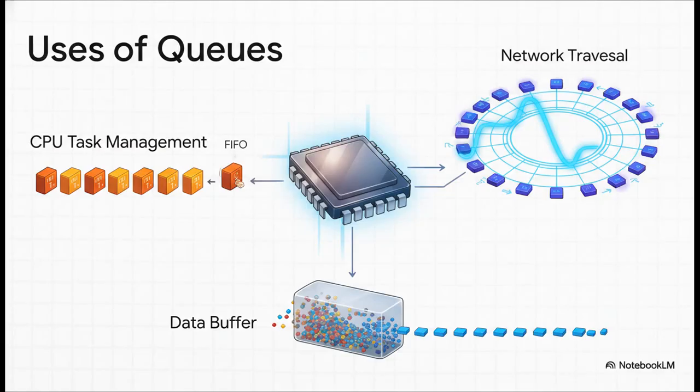And trust me, queues are absolutely everywhere in computing, even if you can't see them. They're used to explore networks and trees one level at a time. They help your computer's CPU manage its massive to-do list of tasks, and they act as buffers to make sure data doesn't get lost when it's streaming in really fast. They're kind of the unsung heroes of keeping systems stable.